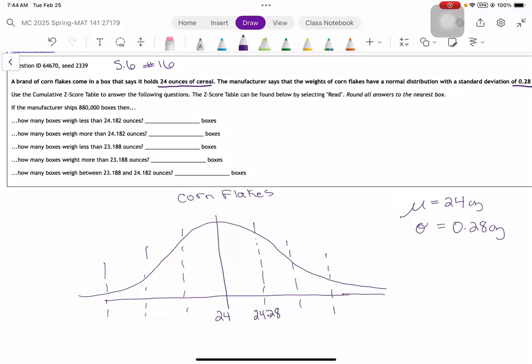So 24.28, because I do the mu plus 1 sigma. This is mu plus 2 sigmas, mu plus 3 sigmas. And then over here, it's going to be mu minus 1 sigma, mu minus 2 sigmas, mu minus 3 sigmas. I think you guys are pretty good at figuring out the normal distribution, but I really think it helps to make sense of the problems when we draw it, even when it doesn't say it's required. Okay, so I'm calculating all of those, and then I have them done.